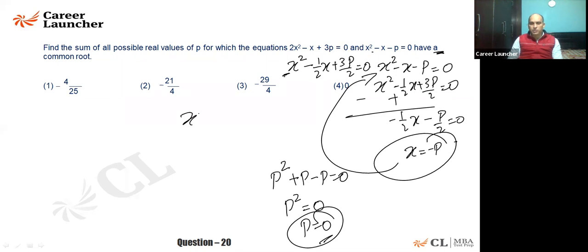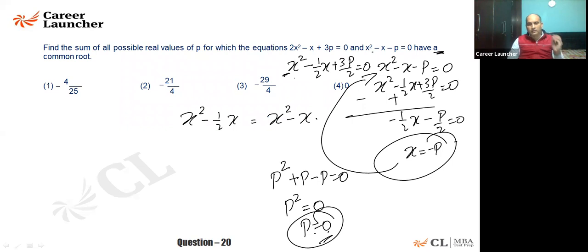So at p is equal to 0, you are going to get a common equation. Okay. So your equation becomes x square minus half x, and the second is x square minus x. Is that fine? So p got only one value. What is that value? That is coming out to be 0, because then only the point of intersection will come.